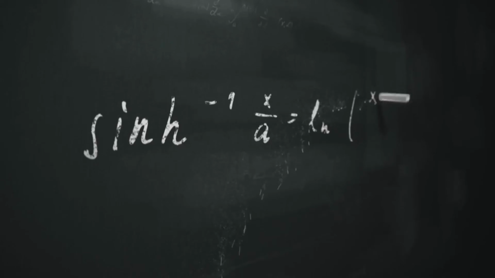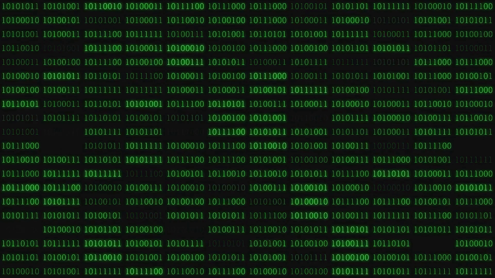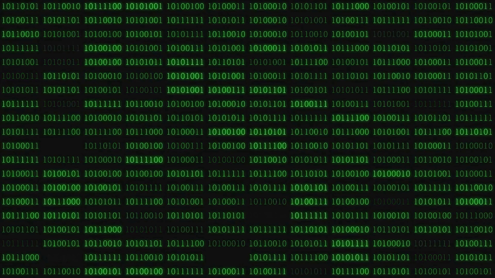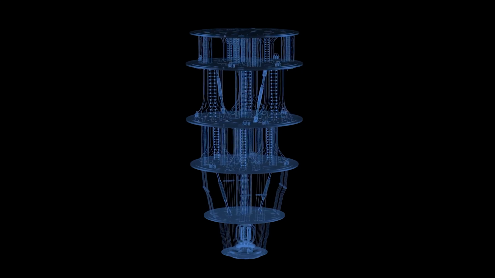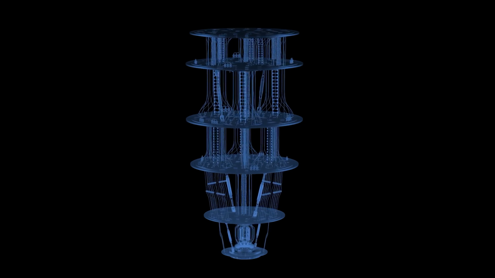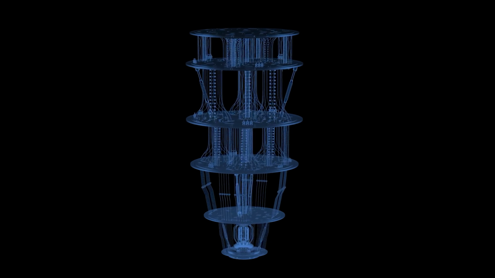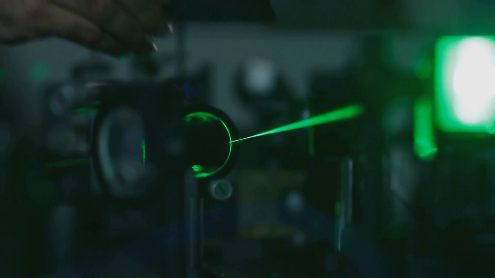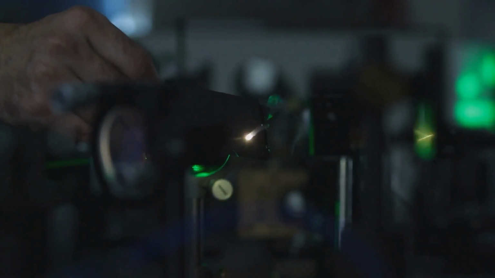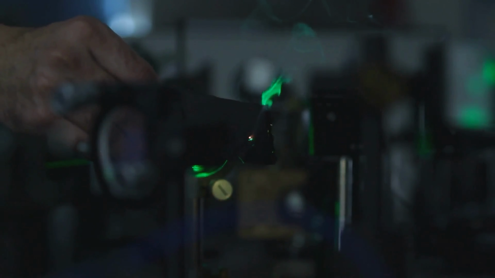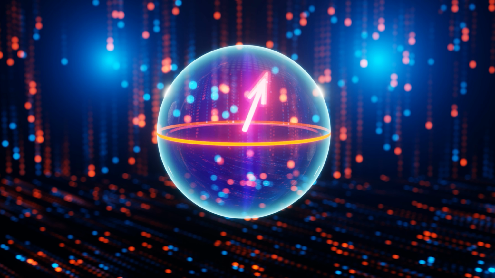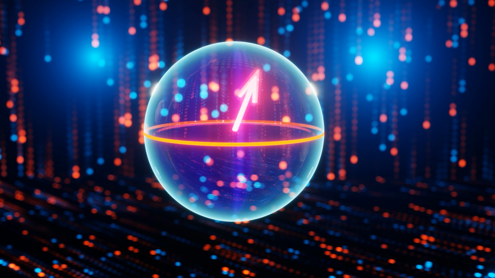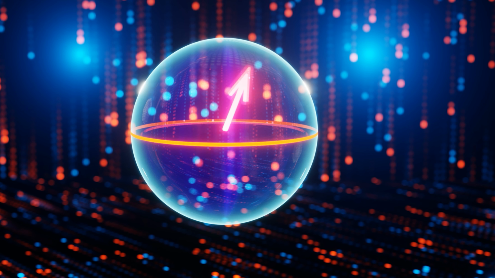Take Shor's algorithm, for example, which can factor large numbers exponentially faster than any known classical algorithm. The Bloch sphere helps us visualize how Shor's algorithm manipulates qubits. Quantum key distribution, QKD, protocols rely on the principles of quantum mechanics to generate and distribute secret keys. The Bloch sphere helps us visualize and understand the quantum states of the photons used in these protocols.